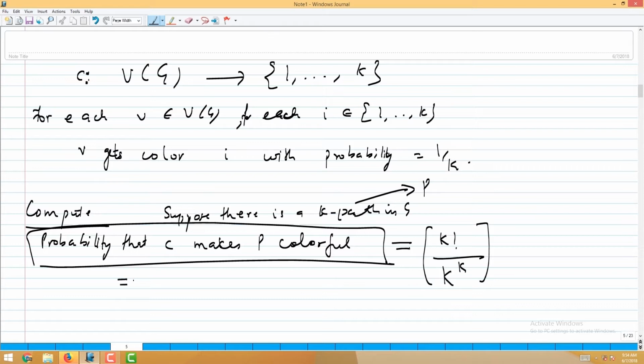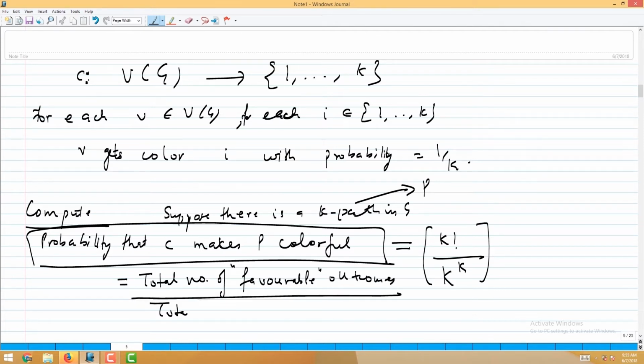So what are all the possible outcomes of this experiment? They are all possible colorings of this graph using k colors. And what are the favorable events, or the good events? The good events are the ones in which this particular path gets colorful, gets distinct colors. So the formula for probability is the total number of favorable outcomes by the total number of outcomes in this experiment that we have done.